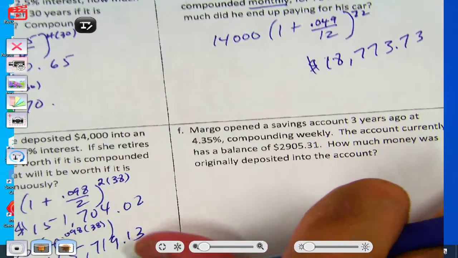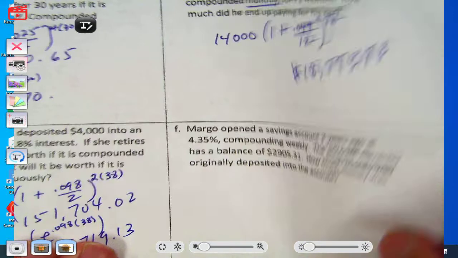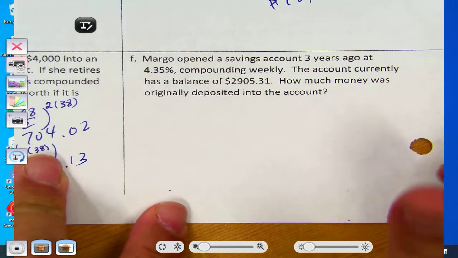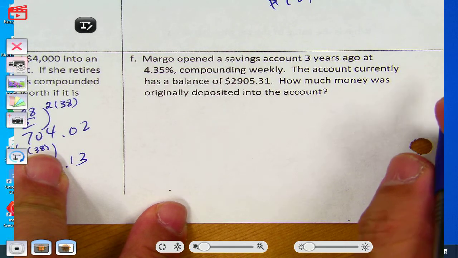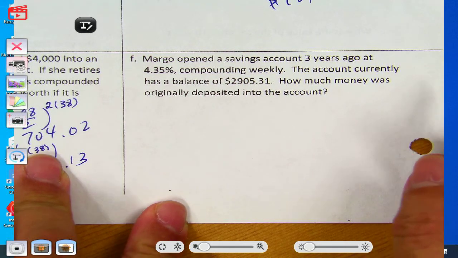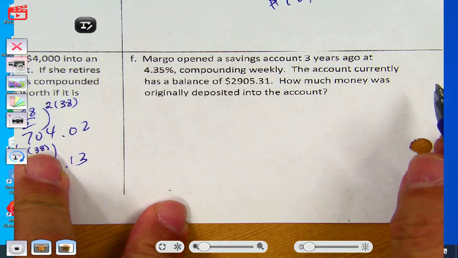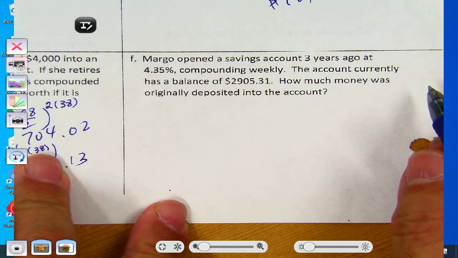Alright, last example. This one's kind of hard. Margot opened a savings account 3 years ago at 0.0435, compounded weekly. How many weeks in a year? 52 weeks in a year.